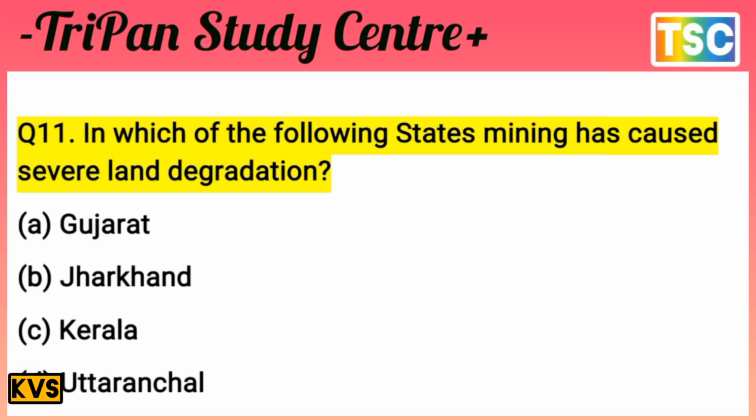You must have thought of your answer. Let's see what our answer is. The question is about the state where mining causes severe land degradation. Gujarat is not a state where mining causes severe land degradation, and Kerala has no mining here. Uttaranchal is nothing here either. But the maximum mining causing land degradation is in Jharkhand. So our answer is B, Jharkhand. Mining causes severe land degradation in Jharkhand. That's an important question for the exam.